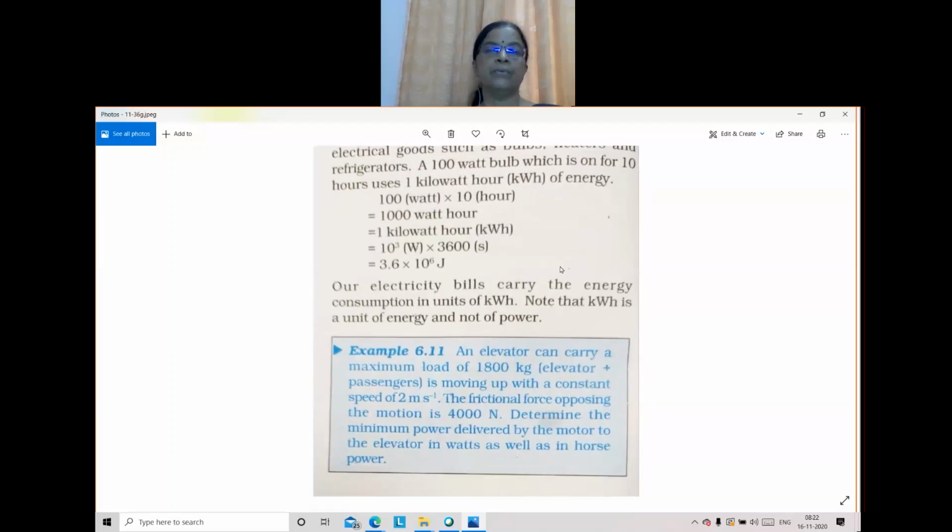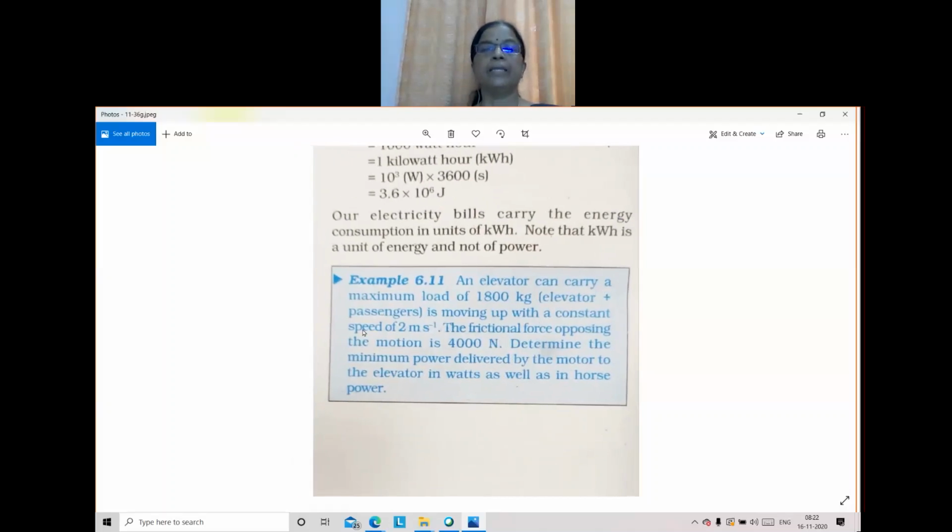So that is the SI unit of energy, that means in joule. Kilowatt hour is changed into joule. You have to remember this conversion. 1 kilowatt hour is 3.6 into 10 raised to 6 joules.